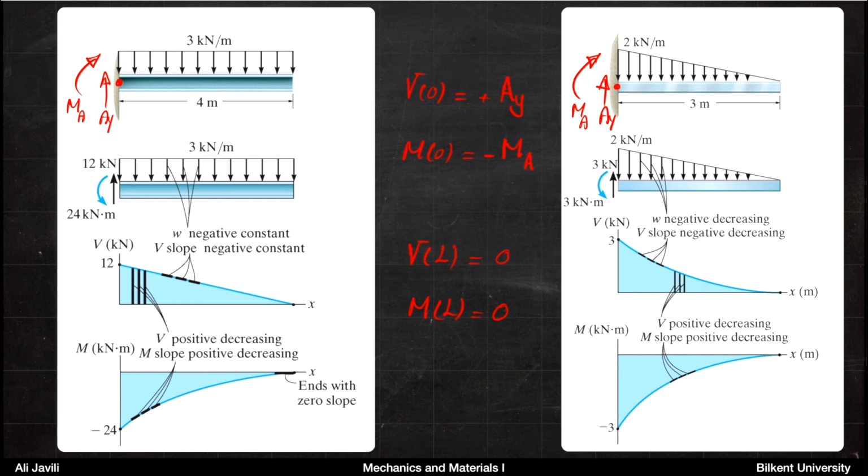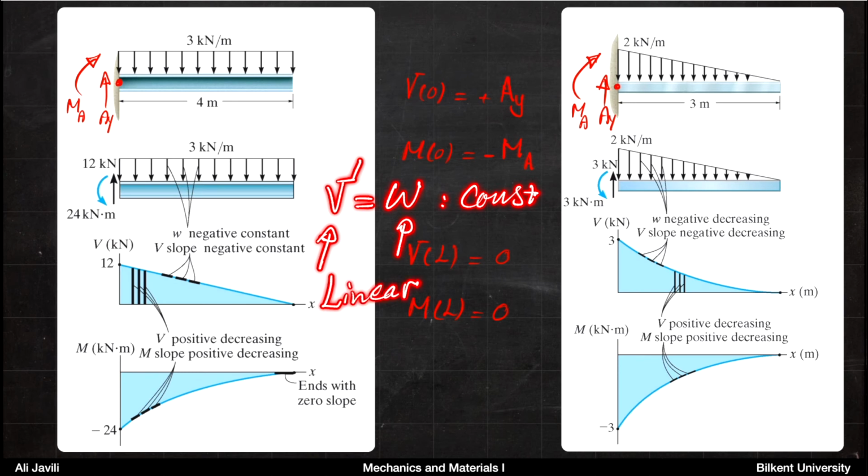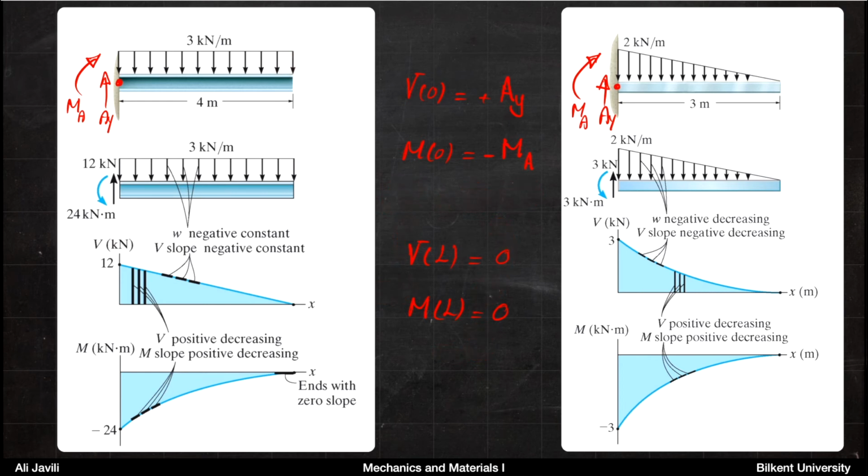All right, so we start with the shear diagram. Again, remember that V prime is W. Now, W is constant. That tells you that V prime is linear. But also W is not only constant, the constant is minus 3. So it's 3 downwards, which tells it's minus 3. And essentially that means that you have a line for shear force that is having a slope of minus 3.